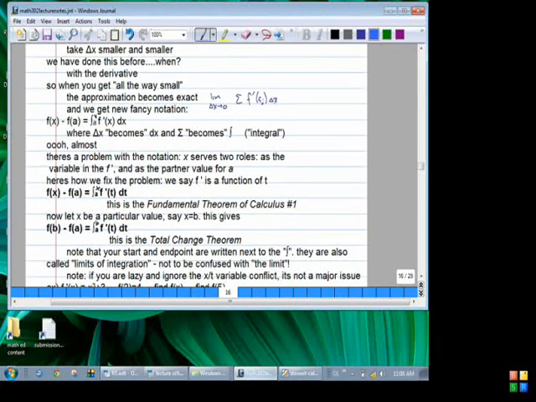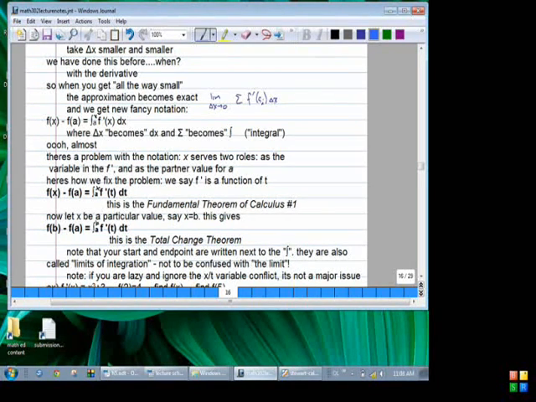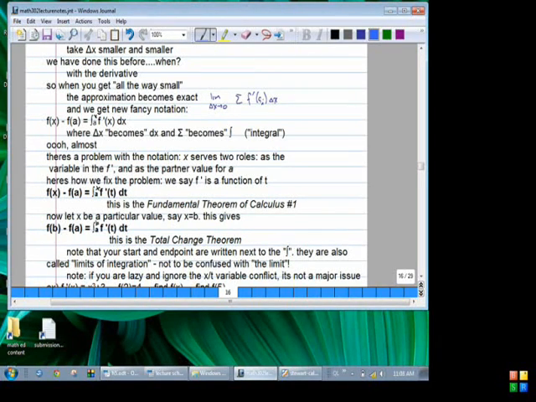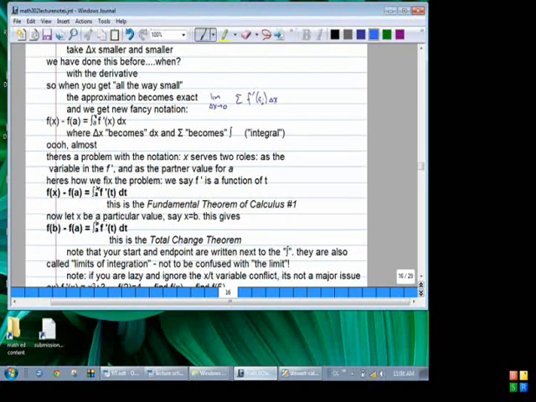The second thing I wanted to say is a technical point: you can't really have x serving in two different roles, so we use t over here. If you're lazy and ignore the x and t variable conflict, it's not a major issue. You can kind of get through it. So if that confused you and bothered you, it's not going to turn out to be a big deal, and I won't be too particular about it. Okay, that's what I want to say about that.